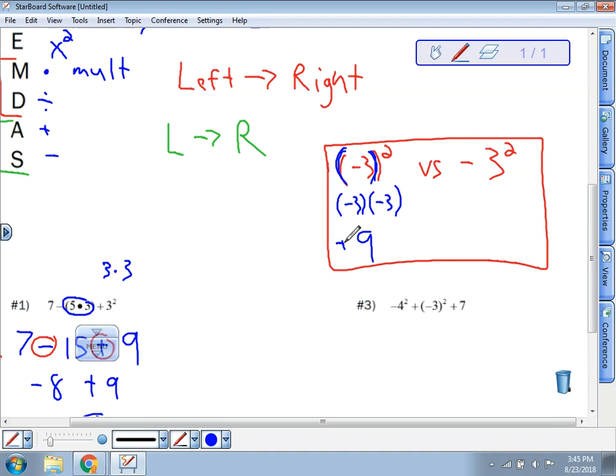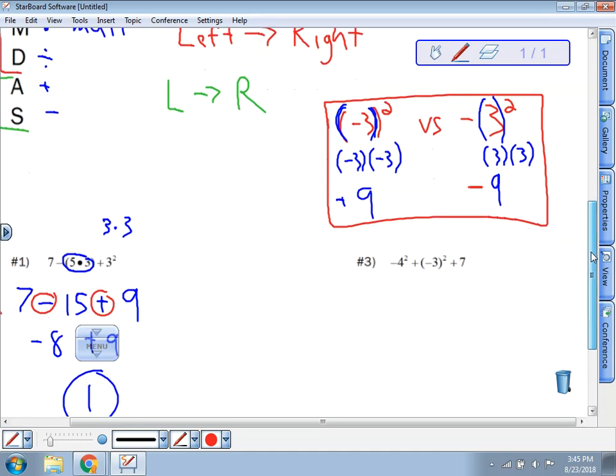Parentheses, positive. Now this other one, since there's no parentheses, that negative isn't with the 3. The base of this exponent is just the 3. So when we do this, it's 3 squared, which is just 3 times 3, which is 9. But then we have that negative sign in front, so that becomes a negative 9. So when there's no parentheses, the base is just the positive number. It doesn't include the subtraction sign in front of it. Why is that important? Because we'll use those skills here in this next example.